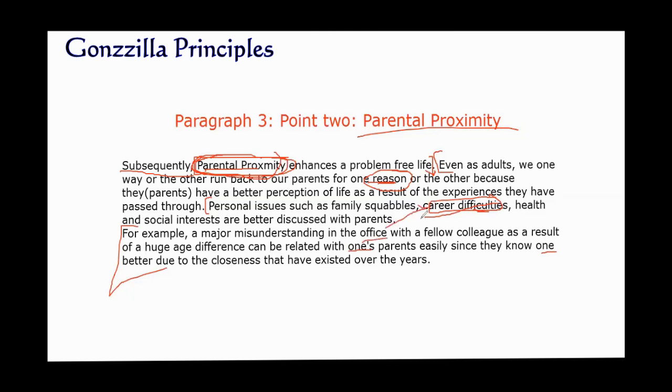So for example, a major misunderstanding in the office. The office here is a key element that connects the operative phrase, career difficulties, with a fellow colleague as a result of a huge age difference, which can be related to one's parents easily, since they know one better due to the closeness that has existed over the years. So you know that every sentence must have something it hinges or branches off on.